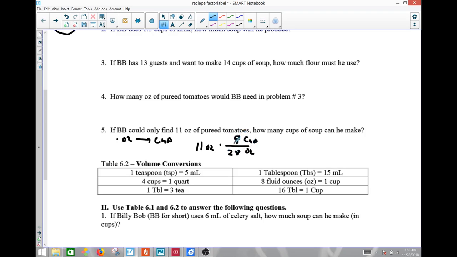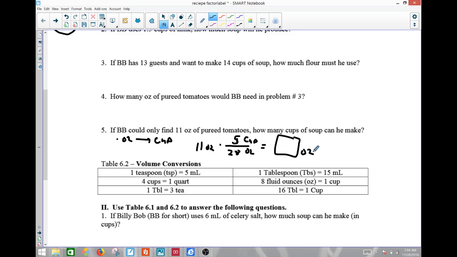Now again, this is just an equivalency. 5 cups of soup is equivalent to 28 ounces of pureed tomatoes. How much soup can you make? It's just a relationship. It doesn't mean anything. So this is going to be 11 times 5 divided by 28, and this is my answer. And again, I am not worried about answers, so I'm not even going to put my answer in there.